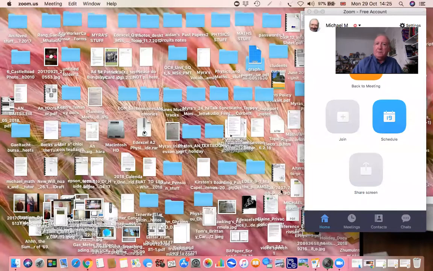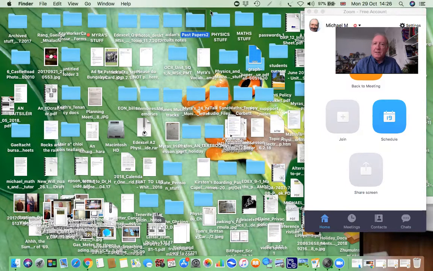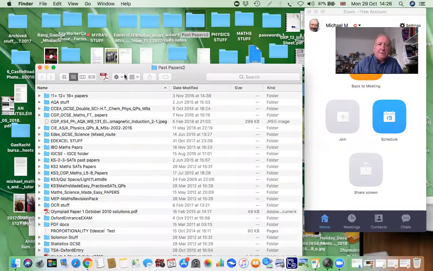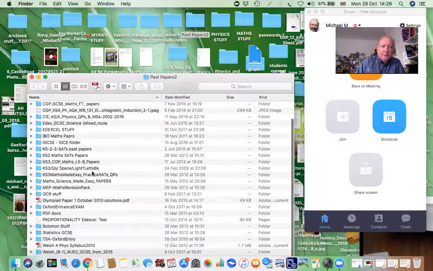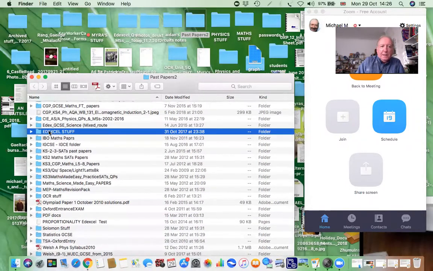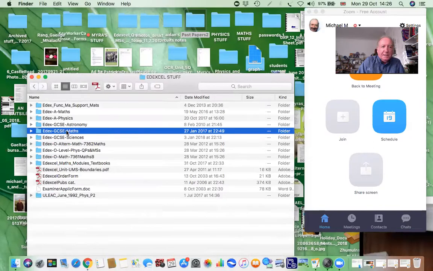So let me share my computer and my screen with you, and coming up in a moment, sharing my screen with you. It looks a bit probably not very good. So at the top there, I've got a folder called Past Papers, which you may be able to see. And inside that folder, we have got AQA stuff. Go down a bit, we've got Edexcel stuff. Open up the Edexcel stuff. Go down past the A-level Maths, A-level Physics, go down to GCSE Maths. Open that.